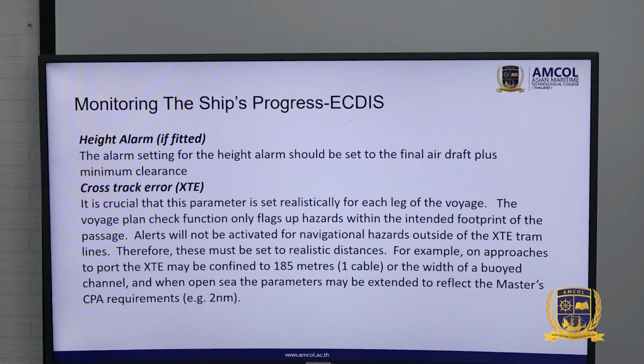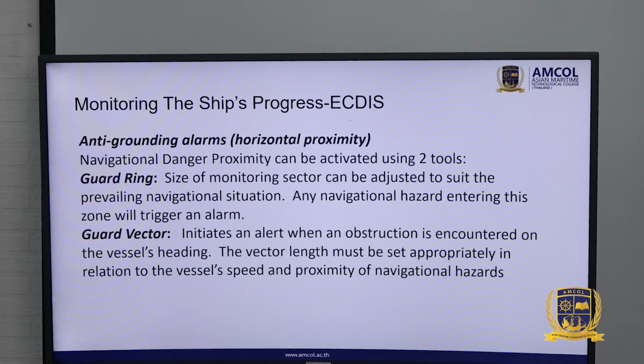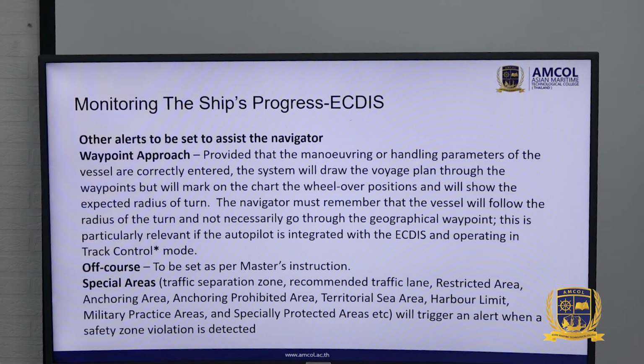Then there are your alarms, cross-track alarms, and other alarms which should be fitted, and the officer of the watch should be aware of these alarms. Anti-grounding alarms, where there is a guard zone, guard vector. Then the alert comes when you are approaching a waypoint. A navigator must remember that the vessel will follow the radius of turn and not necessarily go through the geographical waypoint. This is particularly relevant if the autopilot is integrated with ECDIS and operating in a track control mode. Then there is the off course alarm; if you are off course, you will get an alarm.